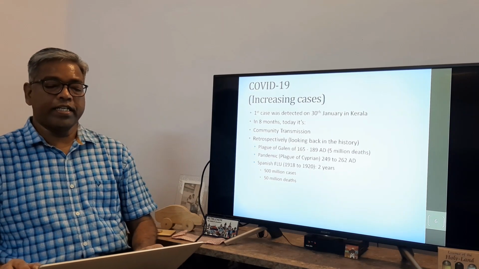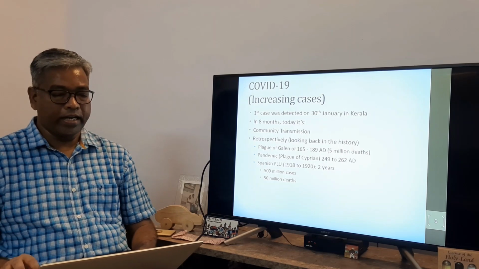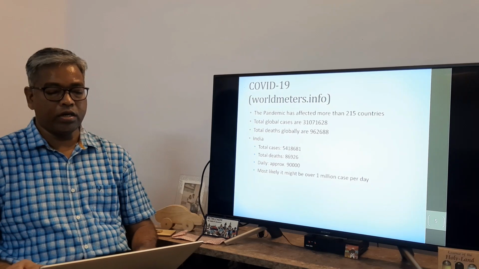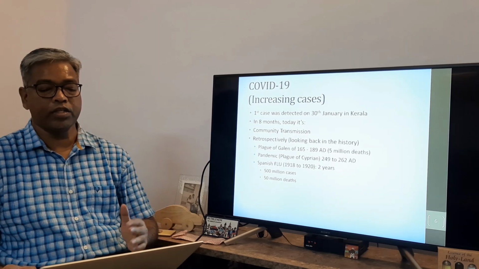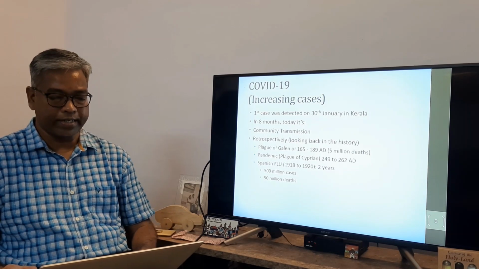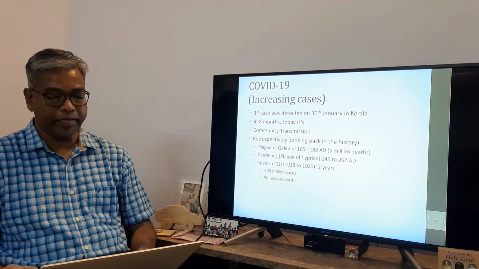The first case was detected in India on the 30th of January in Kerala. And in 8 months, today, we saw that it is 54,18,681, as per the data from the day before yesterday. And we see that community transmission is happening.